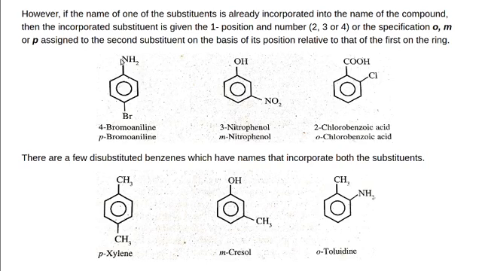The other substituent is not incorporated into the name of that compound. So 4-bromoaniline, and in this compound the compound without the nitro group is phenol. So the OH group should get the first position. Then 1, 2, 3. This is 3-nitrophenol, or meta-nitrophenol.